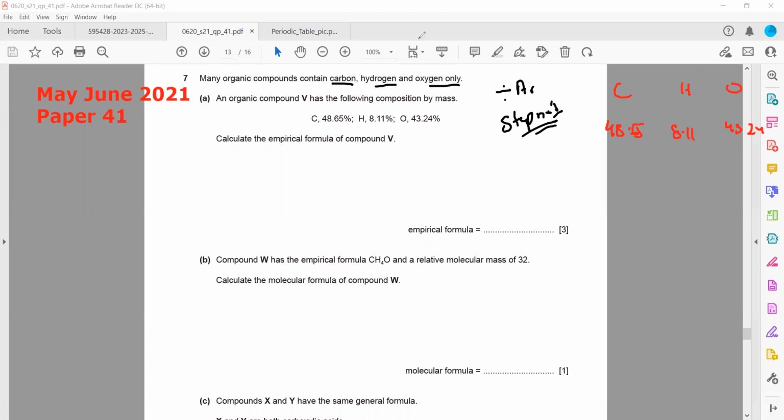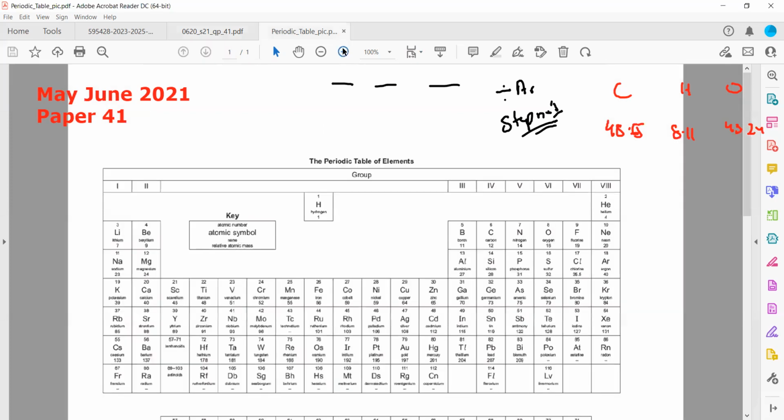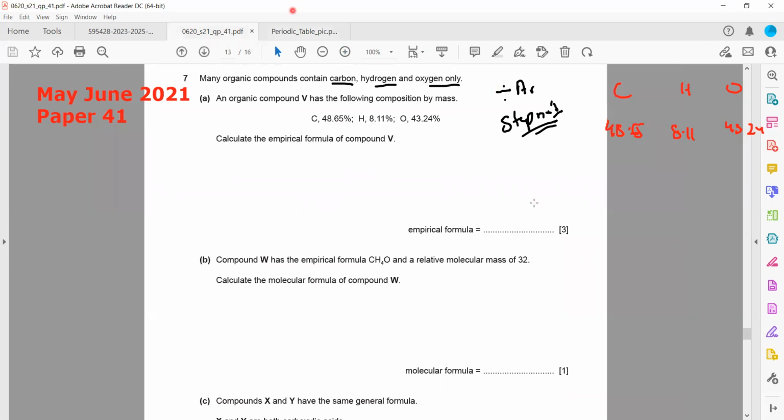Using a periodic table, once you are in practice you will remember these masses, but if you are not, you can use a periodic table. For carbon, you'll find it is 12. For hydrogen, it is 1. And for oxygen, it is 16. So carbon will be divided by 12, hydrogen will be divided by 1, and oxygen will be divided by 16.